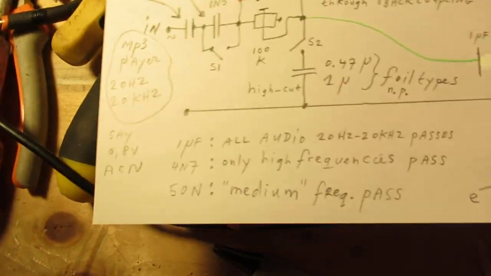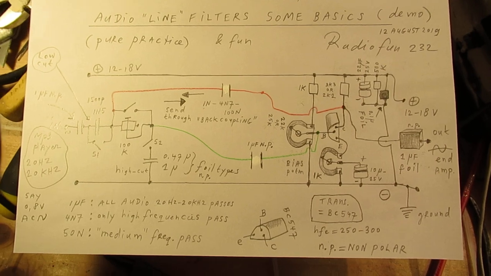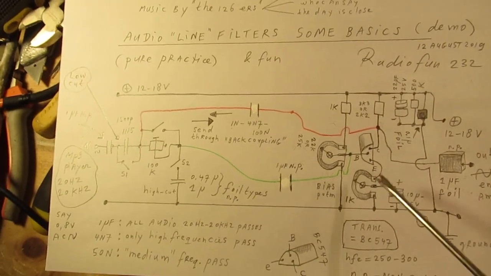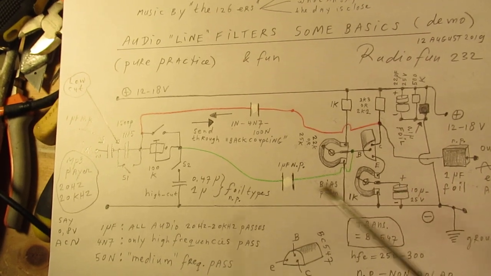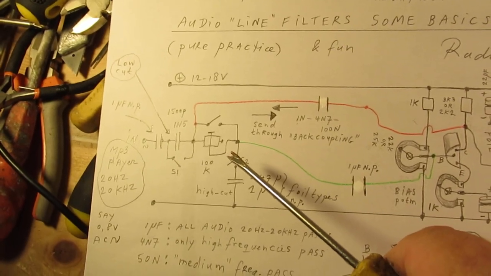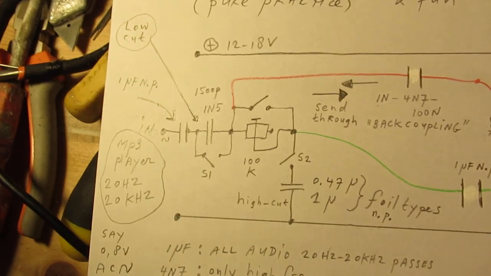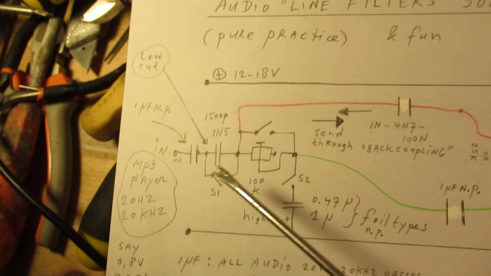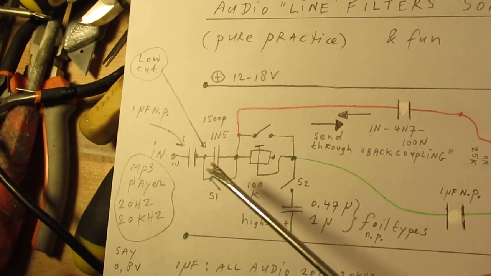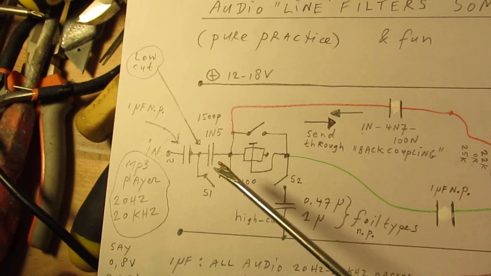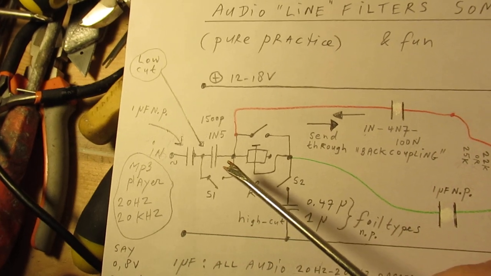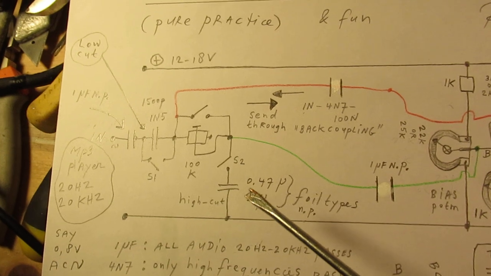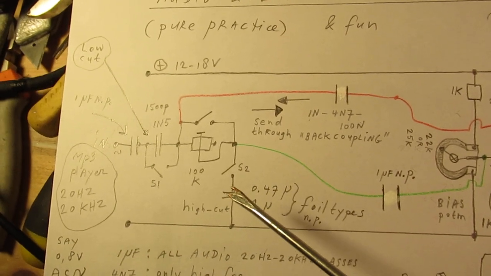here we have another circuit, the real practical circuit. Again, that one transistor amplifier. Here is the filter. And I want to demonstrate now what happens when we shortcut the capacitor here, say the low cut filter, and when we switch in the high cut filter.